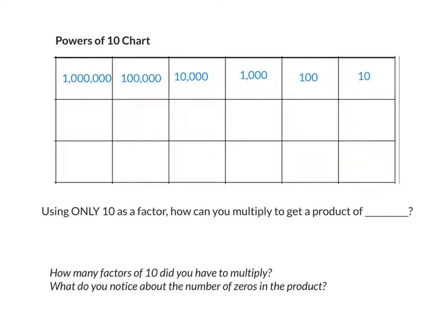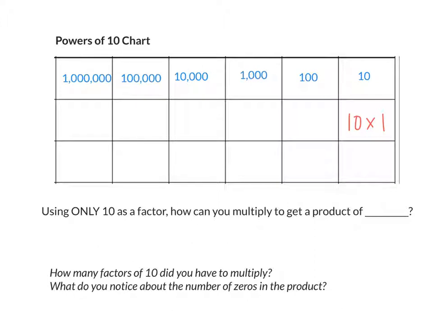So when we're talking about exponents, that means we're using the same factor over and over again. We're multiplying the same factor over and over again to get another number, okay? So my challenge to you is using only the number 10 as a factor. How can you multiply to get a product of 10? If I want to do 10 times something, or I can only use 10 times 10 times 10 times 10, like that. What do I need to multiply to get to 10? Well, this one's tricky. It's 10 times 1, okay?